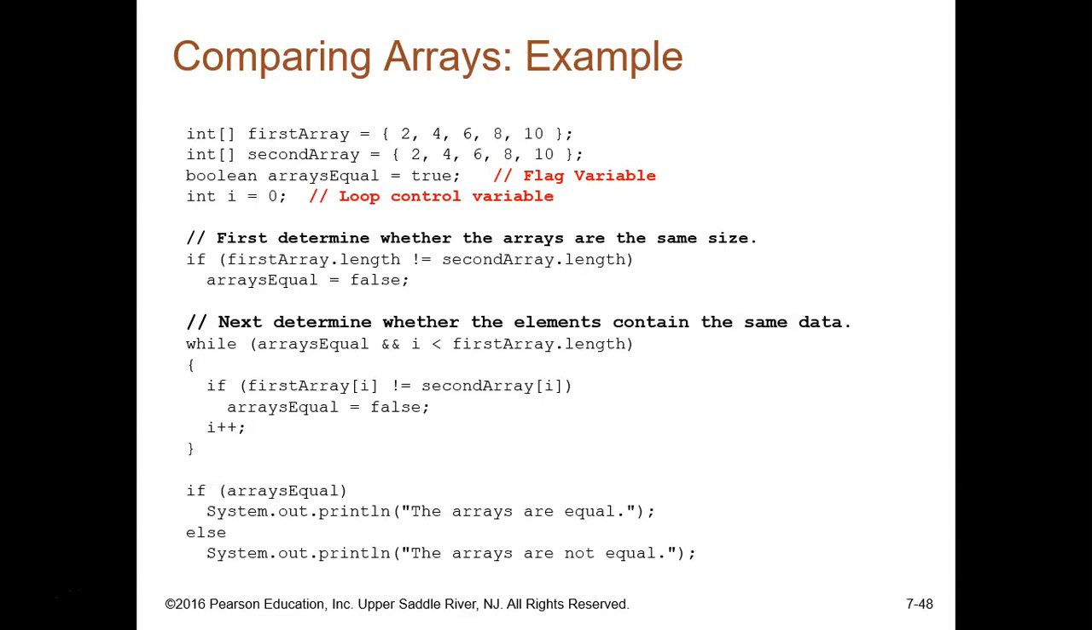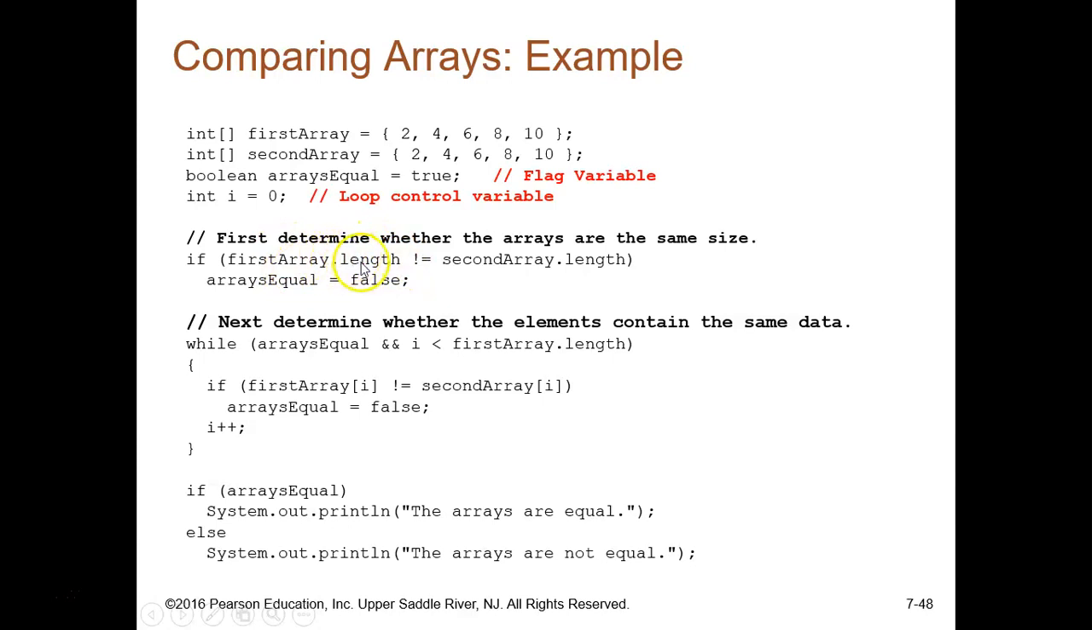So the first thing you do, see if they're the same size. So here we're going to say if first array dot length. Remember, this is the length field, not a length method. We're not going to have parentheses afterwards because we're not comparing strings. So this is the length field. We just say dot length.